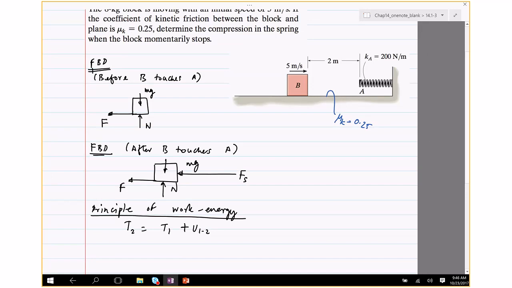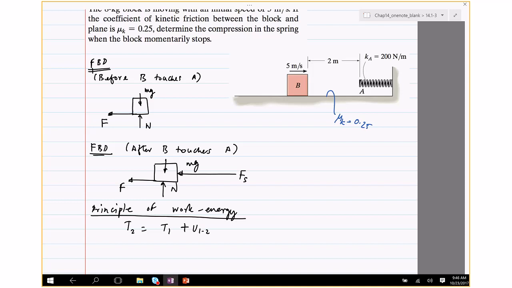The first step is B moves from where it is right now. It covers the distance of 2 meters, right? So you can use the principle of work energy between B and A, just before it comes into contact, using the first free body diagram. So you will solve for the velocity of B when it is at A, but the spring is unstretched.